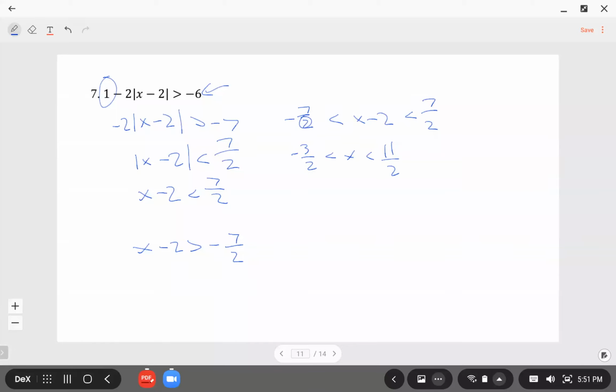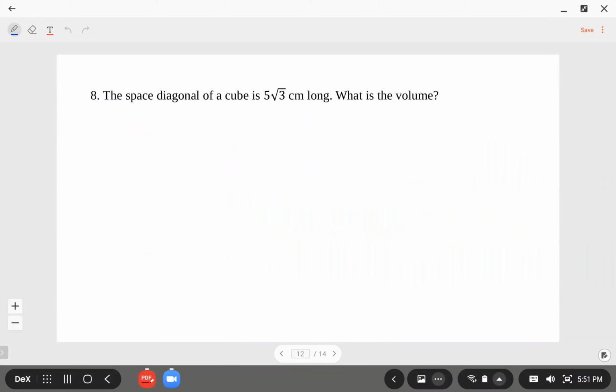All right. Anyways, we're done with this problem, right? So let's move on to the second to last problem. This is worth 3 points. The space diagonal of a cube is 5 times square root of 3 centimeters long. What is the volume? Repeat. The space diagonal of a cube is 5 times the square root of 3 centimeters long. What is the volume?